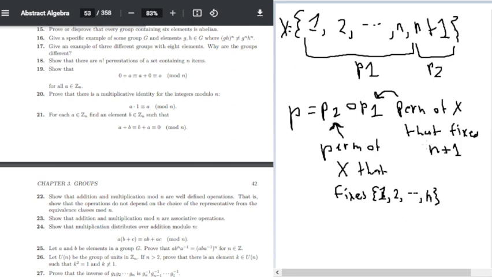So any permutation P is in the form of a permutation of x that fixes n plus 1, followed by a permutation of x that fixes 1 up to n. So it's a permutation that doesn't move n plus 1 times a permutation that doesn't move the first n characters. Now, first of all, this is the extremely nice thing, note that this expression is unique, right? Notice that P2, P1 equals P2 prime, P1 prime, if and only if P1 equals P1 prime, and P2 equals P2 prime.